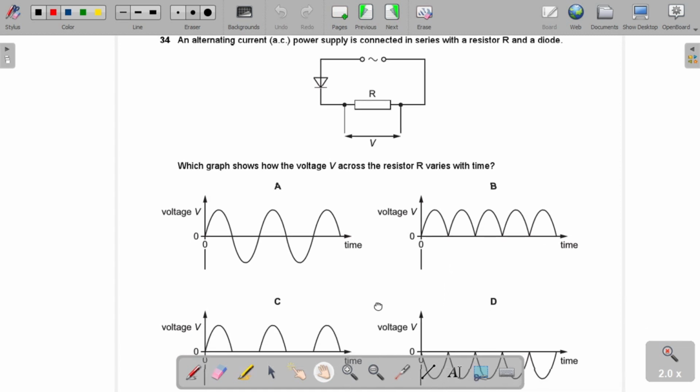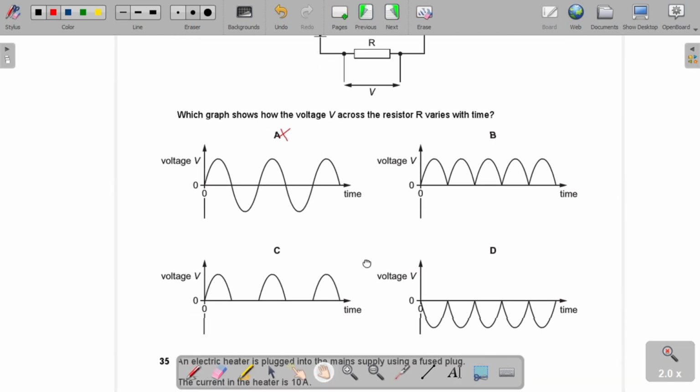If we look at these graphs critically and look at the diode, the function of the diode is to serve as a rectifier in a circuit. It means it allows current to flow just in one direction. So if you look at this, current is flowing in two directions. So A is wrong. Current is flowing in one direction here, but let's look at the diagrams. Let's compare it.